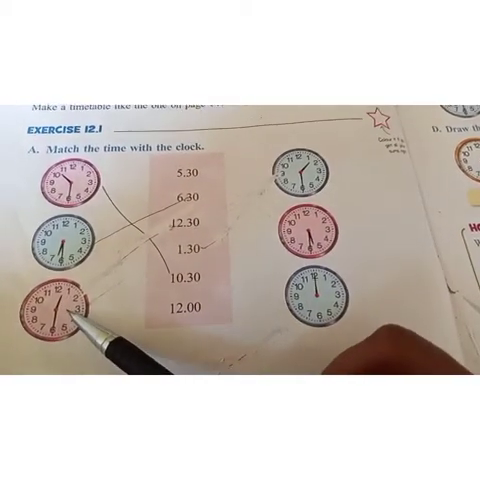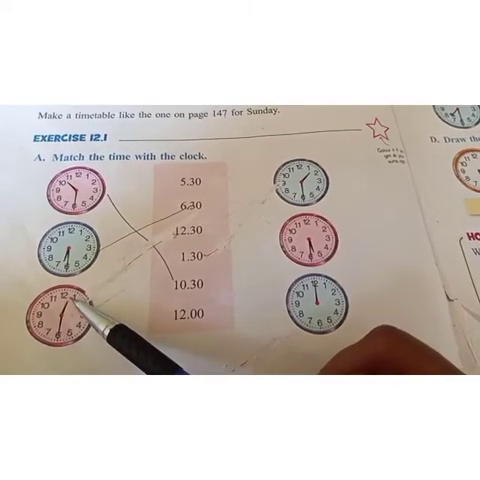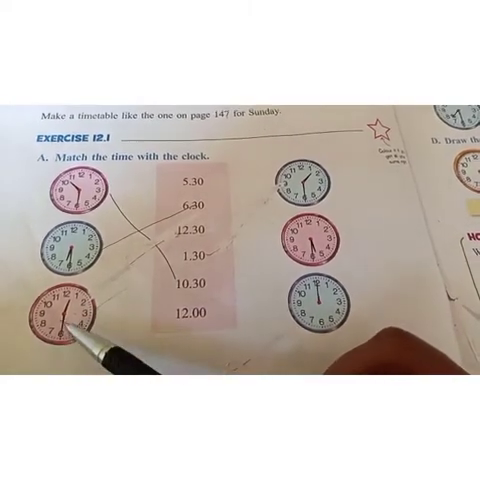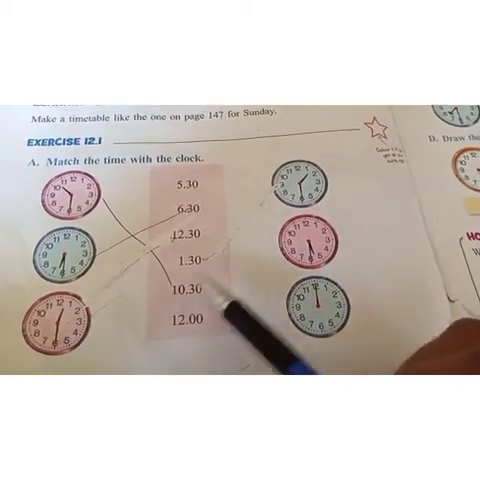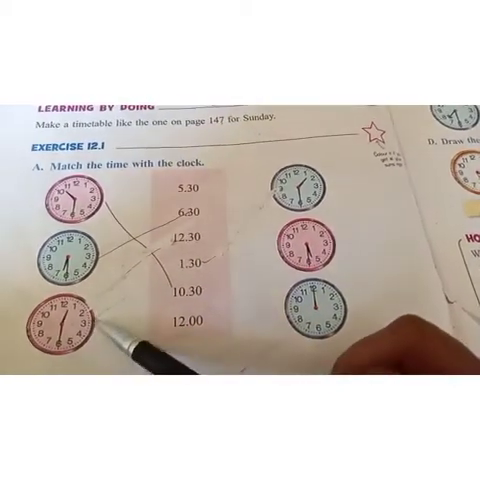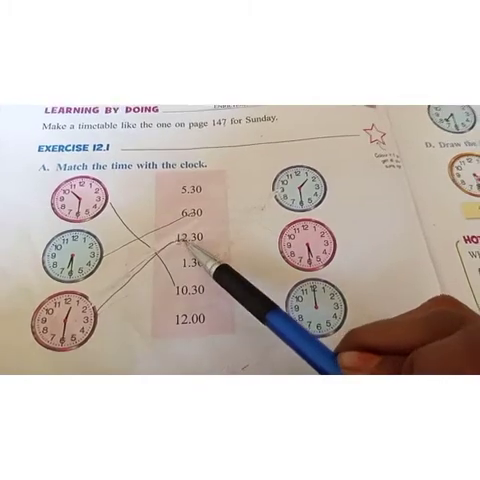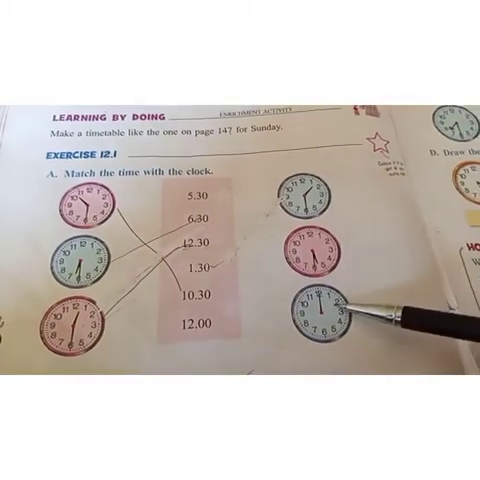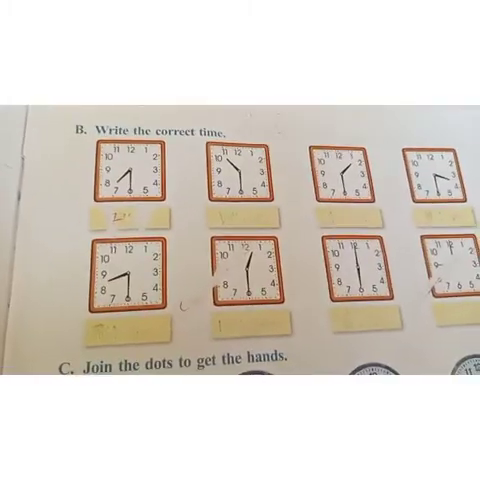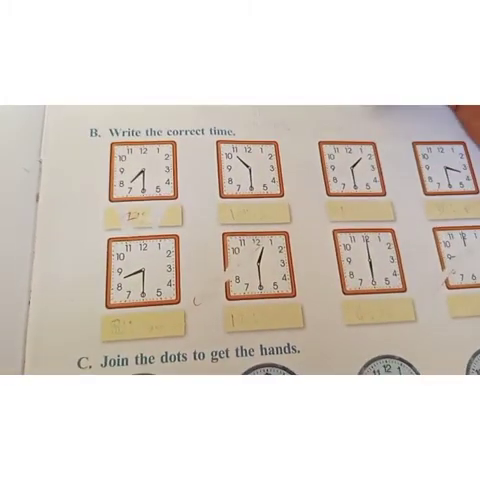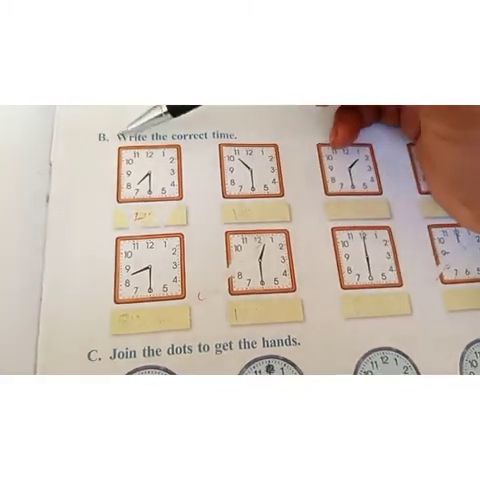Now here, what is the time? The hour hand is in between 12 and 1 and the big minute hand is on 6. So it is 12:30. We are going to match it with 12:30. Okay. Now these remaining three you will do as your homework. Okay, children. Now we come to the next exercise, page 149, exercise B.